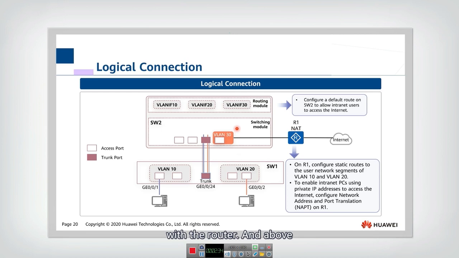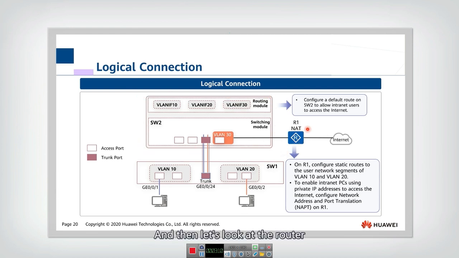And above that, on the routing module, because here they should support three different VLANs, the routing module should have three different VLAN interfaces to match each of the VLANs. And then the default route on this switch 2 should be set to this router, to let all the traffic from these PCs go out to the internet. This is the logical module of switch 2.